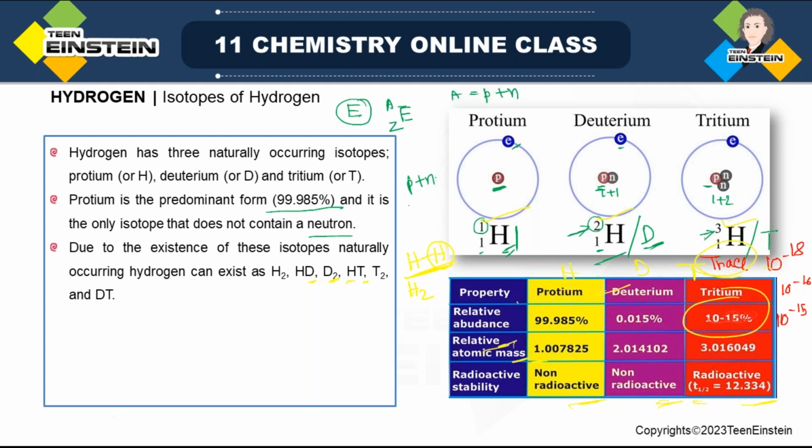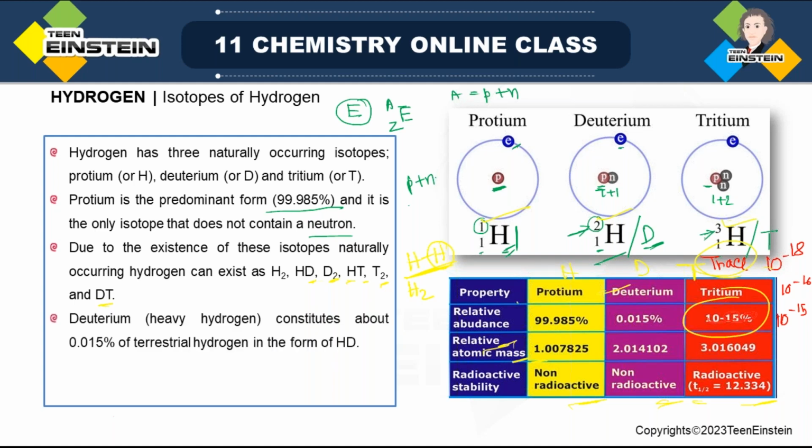There is one H and one T, it will be HT. Both are T, it will be T2. So these are the different possibilities in which hydrogen can exist. Now deuterium, which is heavier than hydrogen, is also called heavy hydrogen.